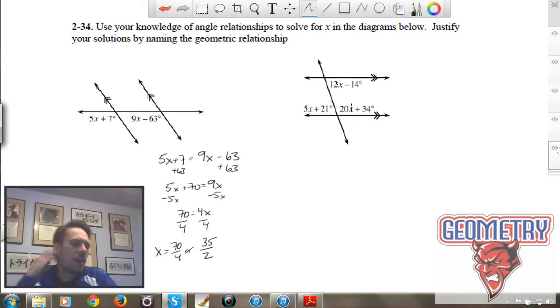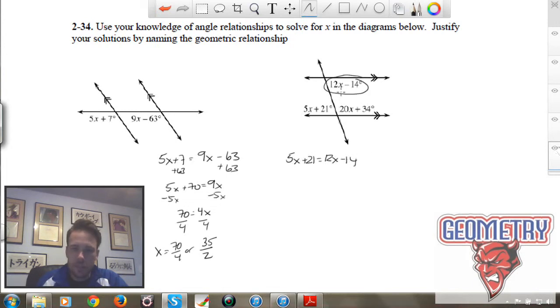So I have a variety of options I can set up for an equation. No matter which one we use, we'll get the same answer for x. I like setting things equal to each other, so I'm going to go along with 5x plus 21 equals 12x minus 14. That's because these are alternate interior angles, so they would have to be the same measure.